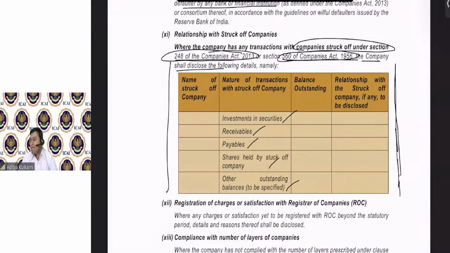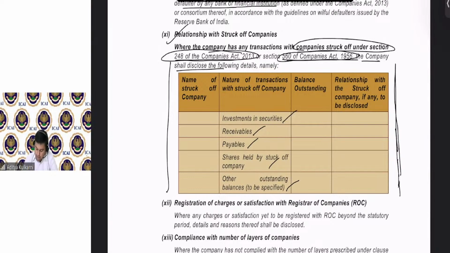Even taking a management representation letter for this is ideally not correct, in my humble opinion. This is the way you will have to do it, because you need to have strong evidence to say that the company has not transacted with any of these entities. Okay, so that is your relationship with struck off entities.